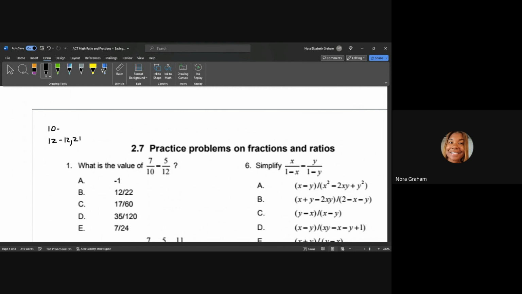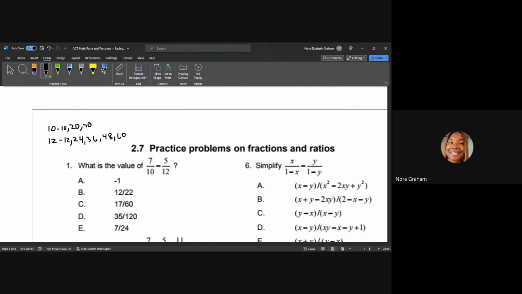36, 48. And just listing out multiples, right? Because 48 plus 12 would give me 60. And I could keep on going on and on and on. But notice with 10, I can do 10, 20, 30.